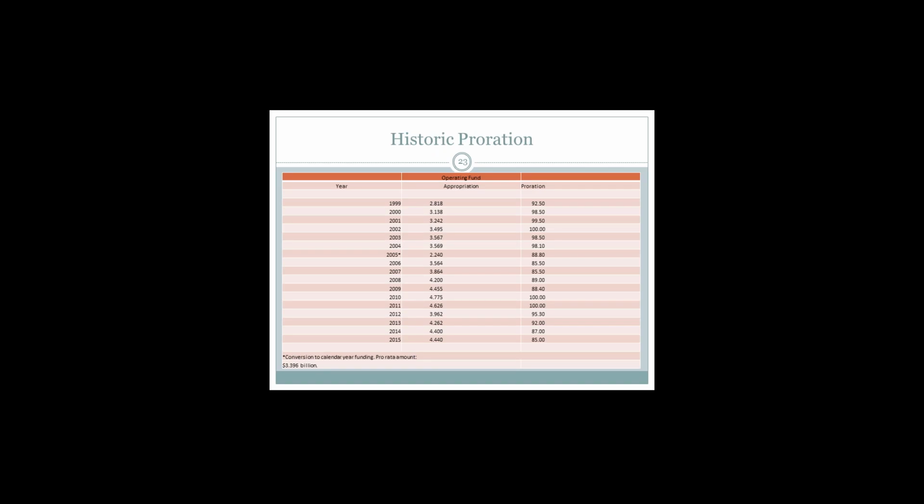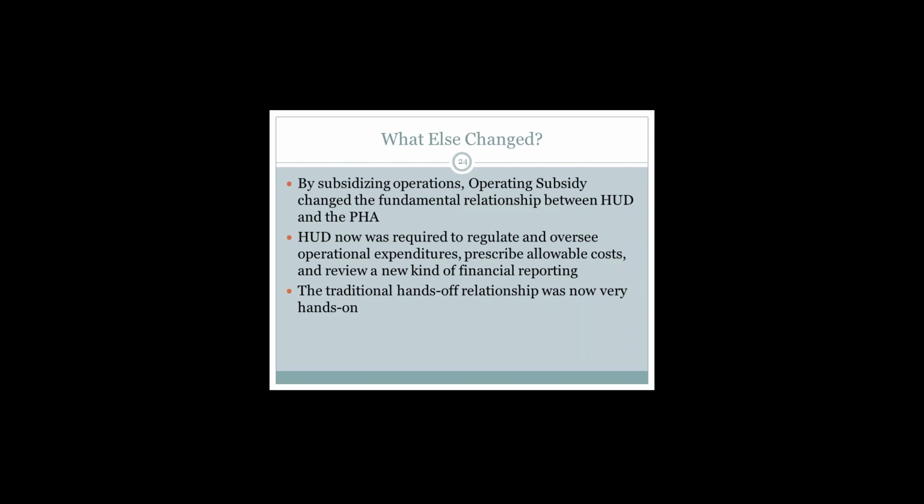So what else changed by subsidizing operations? It really changed the relationship between HUD and the housing authority. Originally the housing authorities set their own rents, and now HUD is required to regulate, and then we go overboard, and we have to oversee operational expenditures and prescribe allowable costs, and it created a new kind of financial reporting. So what had been traditionally hands-off was now very hands-on.